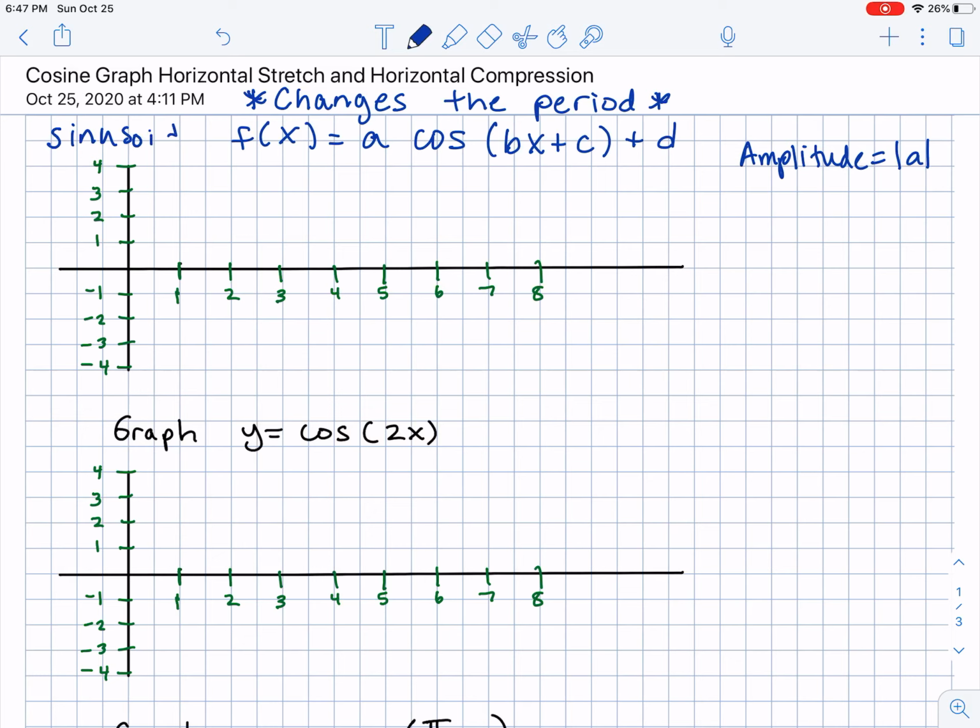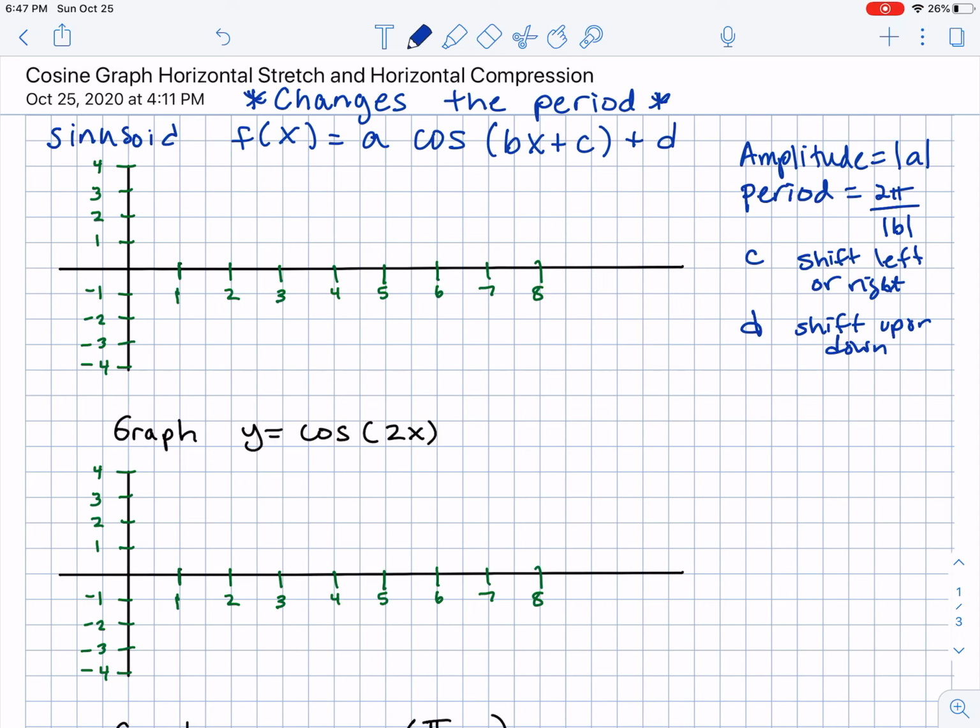Okay, so our sinusoid equation is f of x equals a cosine of the quantity bx plus c and then plus d. So your amplitude is that absolute value of a. We use b to help us find the period. So to find the period, I'm going to take 2 pi and divide by the absolute value of b. And then the c is going to tell us if we are going to shift left or right. And then the d is going to tell us if we're going to shift up or down.